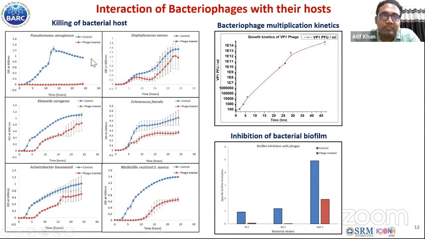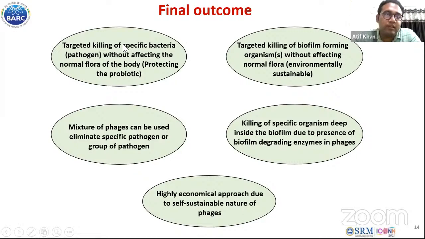So the final outcome shows that this can be used for targeted killing of a specific bacteria without affecting the other bacteria of the body, and we can use it for targeted killing of biofilm forming organisms without affecting normal flora. And different types of bacteriophages can be used to eliminate a pathogen or group of pathogens, and they can be used for killing specific organisms inside the biofilm because these phages have a biofilm degrading enzyme, and this process is highly economical because these bacteriophages will increase in number when they find the infection of their host.